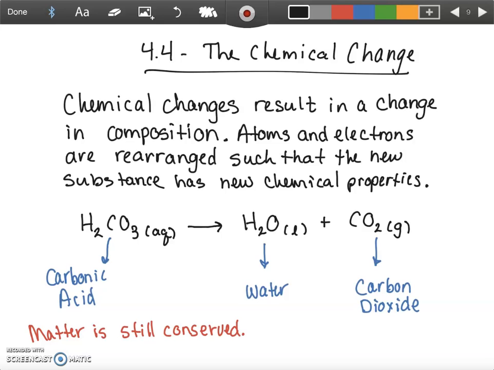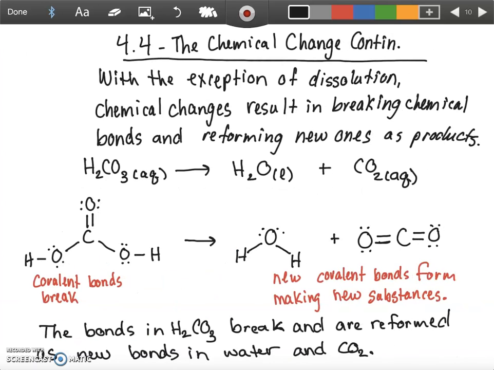Now let's go down into the specifics at the molecular level of what we see in a chemical change. In other words, what types of bonds are being broken. Now, with the exception of dissolution, and unlike a physical change, chemical changes will actually result in the breaking of the actual bonds. So we are going to be tearing apart the actual substance itself and then rearranging it to make something new. Okay, so I've gone ahead and drawn the Lewis structure for carbonic acid right here for you.